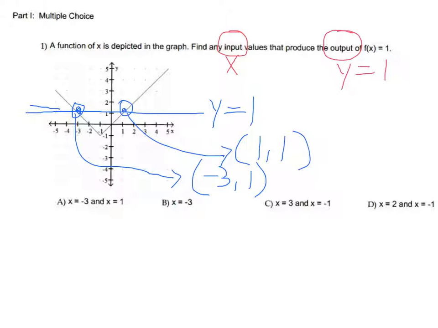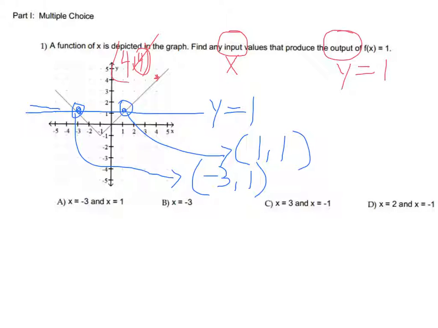Now if you were to look at another point, like this point, that point is 4, 4. The y value does not equal 1. So that's not what we're looking for. We're looking for y values equal to 1. Output y equals 1. So we found 2 points where the y value equals 1.